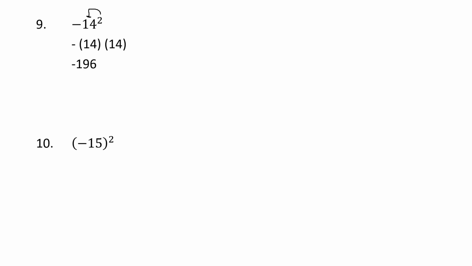However, on number 10, we have a set of parentheses. And what those parentheses do is it sort of sticks everything together that's inside of the parentheses. So now negative 15 is one unit, whereas in that first one, the negative was a separate unit or a separate entity of the 14. It is now stuck to the 15 in number 10. So when there's a set of parentheses, everything inside of those parentheses is being squared. So instead of being negative 15 times 15, what you have is negative 15 times negative 15, because the parentheses stick everything together. And then negative times a negative is a positive. 15 times 15 is 225.